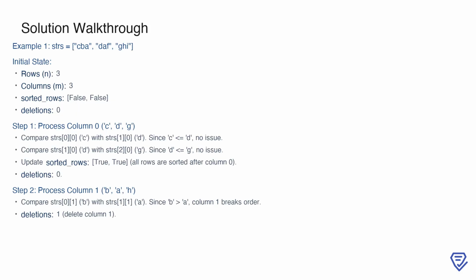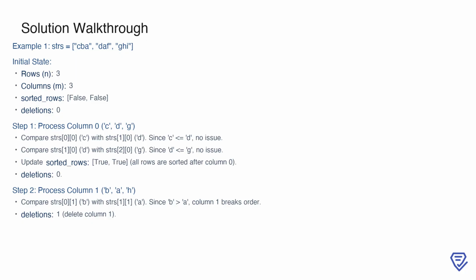We start with the first example, where the strings are CBA, DAF, GSI. Initially, we have 3 rows and 3 columns, with all rows unsorted, as indicated by sorted_rows being false, false. The number of deletions is also set to 0.